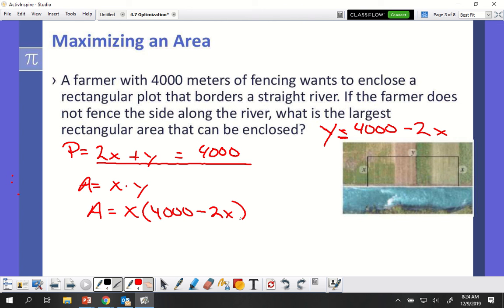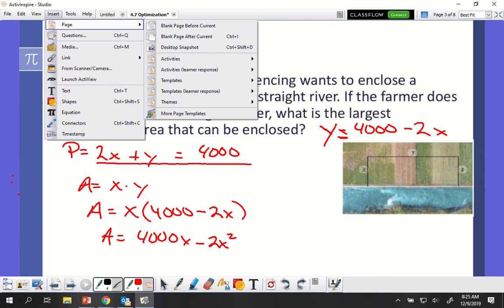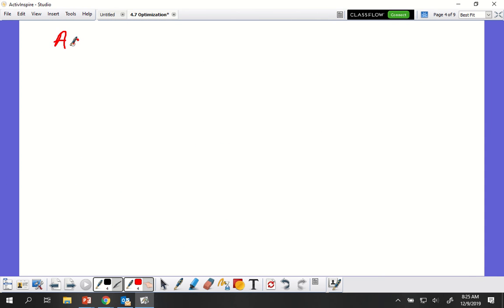So if I'm trying to maximize or optimize, so think about it. I would take the derivative, and that has to equal 0, right? Mins and maxes. The derivative is equal to 0 for all mins and maxes. So let's go ahead and do my distribute. So it's going to be A equals 4,000x minus 2x squared. I didn't have to do that, but I just wanted to.